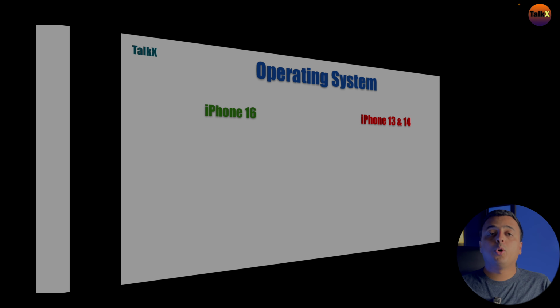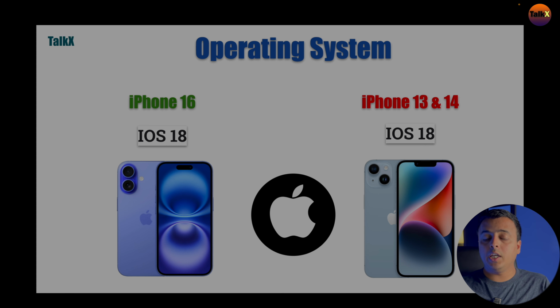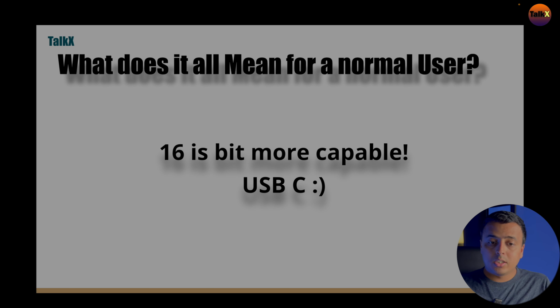Now we're talking about the operating system. All these phones, iPhone 13, 14 and iPhone 16, will get the iOS 18 upgrade. iPhone 16 will come with iOS 18 out of the box, but 13 and 14 have started rolling out the upgrade. The key difference is artificial intelligence, or Apple Intelligence. iPhone 16 will get Apple Intelligence when we get an upgrade of the OS to 18.1, but 13 and 14 iPhones will not get Apple Intelligence. Now let's talk about what it all means for a normal user. The specs are much higher in iPhone 16, so obviously iPhone 16 is more capable and it has a Type-C cable.